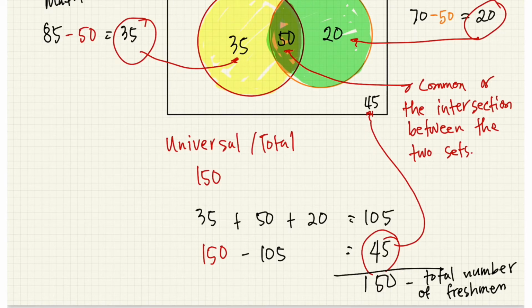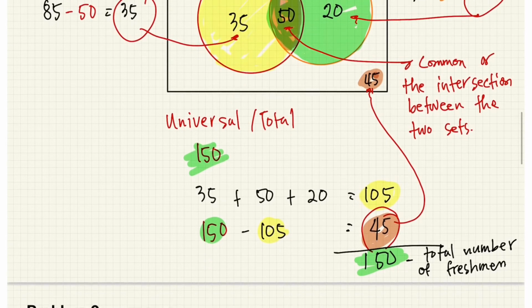Alright, so again, don't be confused. The total number of elements inside the circle is 105. Now since our universal is 150, we subtract 105 from it, and therefore we have 45, and this 45 is your elements outside the two sets. So still our total is going to be 150. Alright, so focus on that.